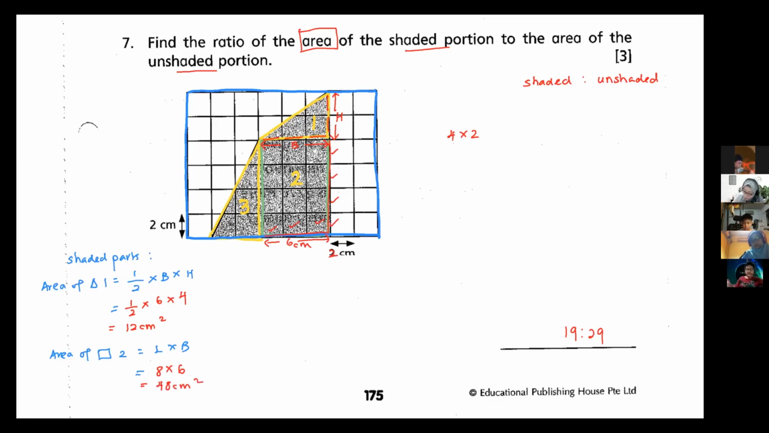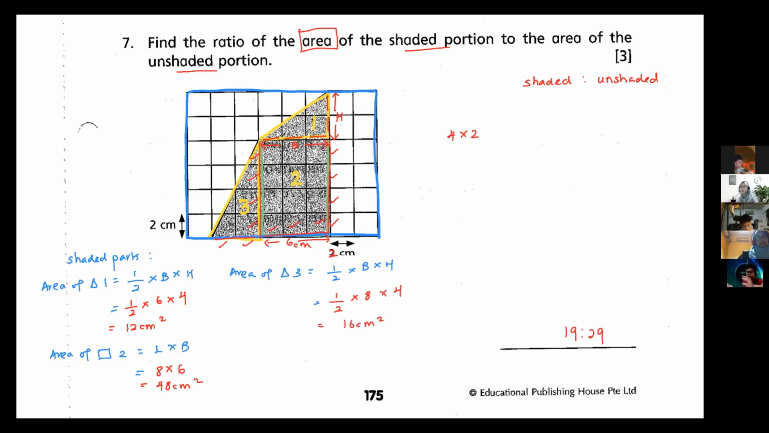Done. Then we move on to the area of triangle 3. That will be half times base times height. The base here, you can take either the longer or shorter one. I take the longer one, that's 1, 2, 3, 4. 4 means 8. Half times 8 times the height, the shorter part here, which is 2 times 4, equals 16 cm squared.